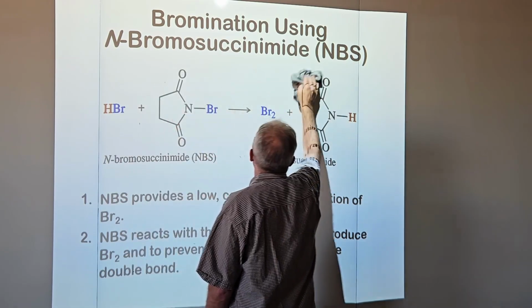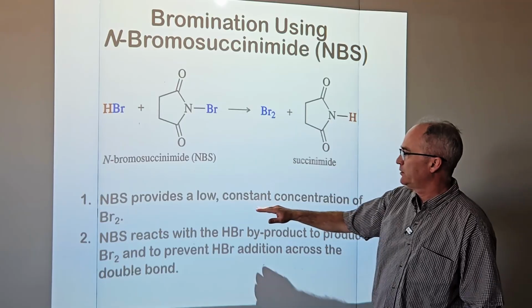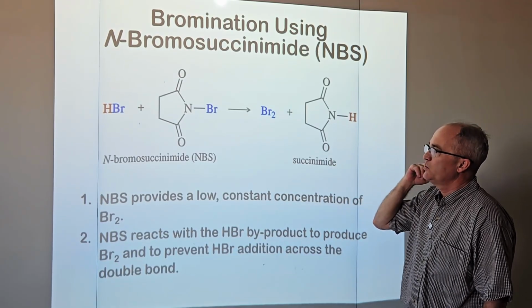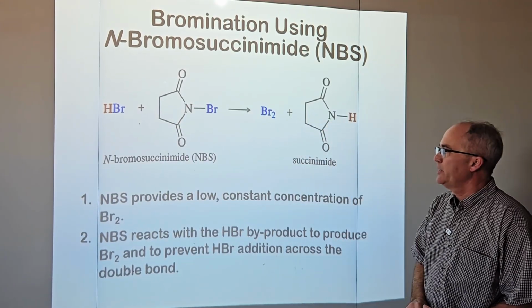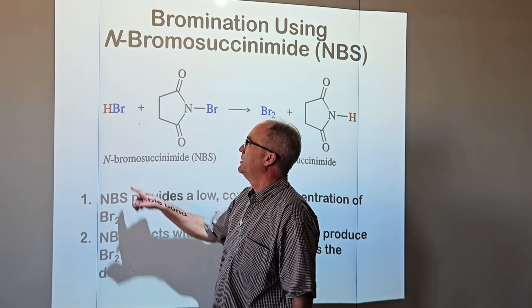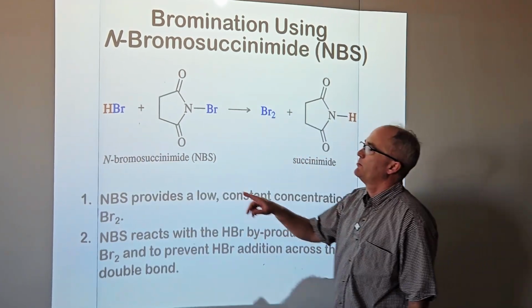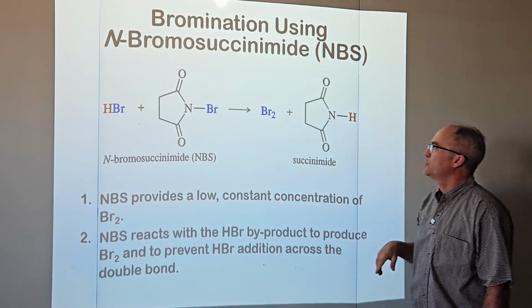So we've seen this before. Chemists like to use this because we can get a very low and constant concentration of Br2. We put this in with our substrate that we want to brominate, probably with UV light, and then we can slowly titrate, add HBr, and each time we add a molecule of this, we get a molecule of Br2.